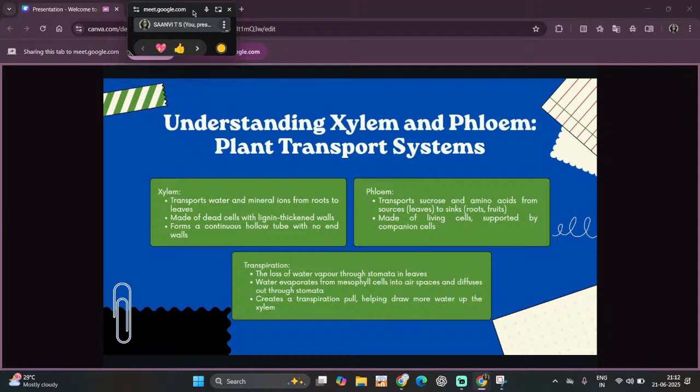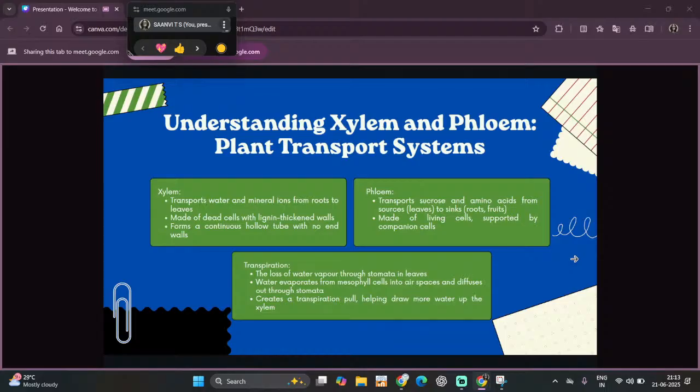So xylem is a plant tissue made up of dead empty cells joined end to end, and it transports water and mineral ions and helps to support the plant. Phloem, on the other hand, is a plant tissue made up of living cells joined end to end, and it transports substances made by the plant, such as sucrose and amino acids. Xylem is lined with lignin. Lignin is a hard, strong, waterproof substance that forms the walls of xylem vessels. This allows a continuous movement of water throughout the plant.